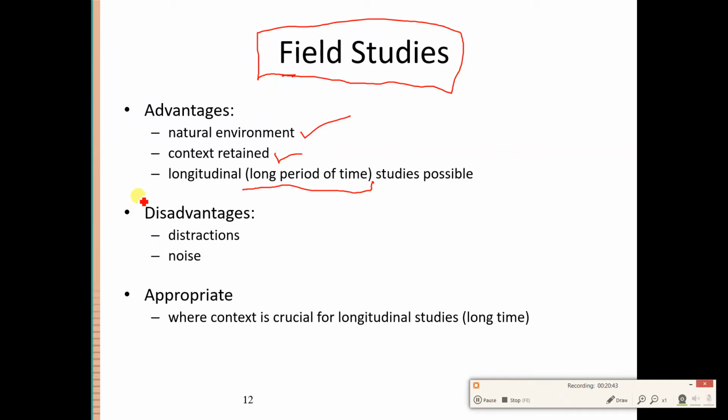But there are some disadvantages for field studies. Some distractions are there, people may be talking, there is some noise, and it is difficult to focus and concentrate on the evaluation. So we can conclude that field studies are appropriate where the context is crucial. The actual environment is very important for longitudinal studies over a long period of time.